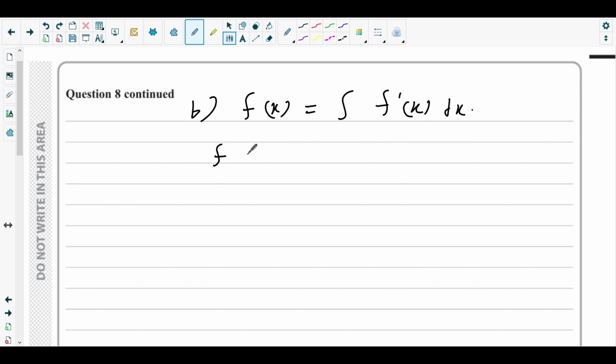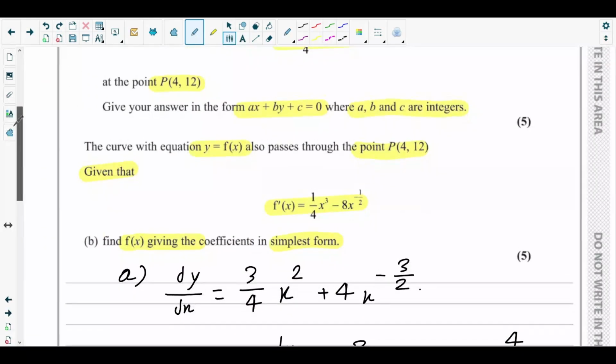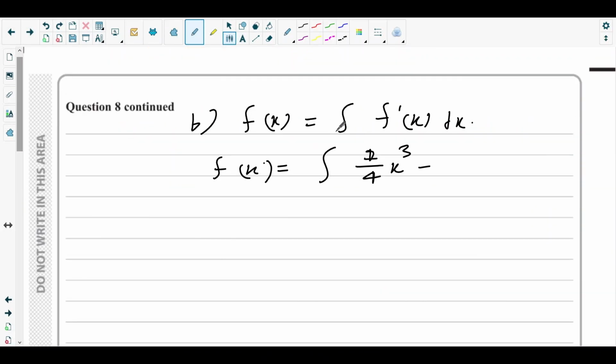So let's integrate. f of x equals the integration of 1 over 4 x cubed minus 8x to the power negative half dx. Okay, so we need to integrate f dash x, so let's integrate as an indefinite integral.